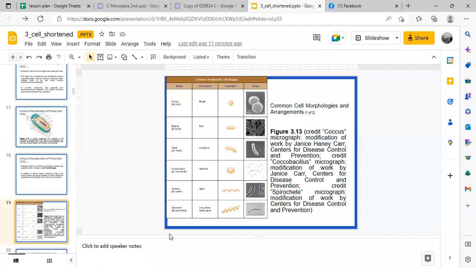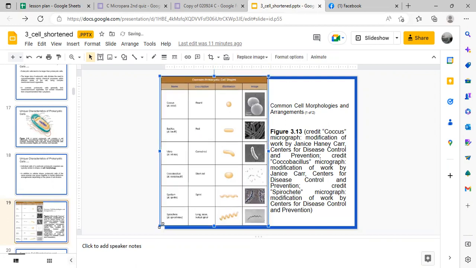Pag combination ng, yung medyo oblong siya, so combination of rod and round, magiging coccobacillus. And if you have a spiral shape, it's spirillum. Pag medyo mahaba yung spiral shape, so it's helical and loose, we called it spirochetes. Okay? So, ayan.